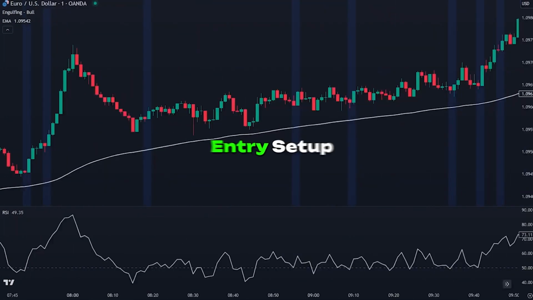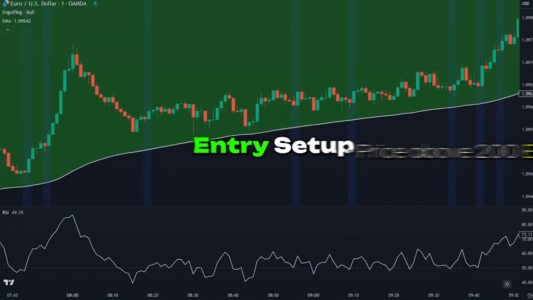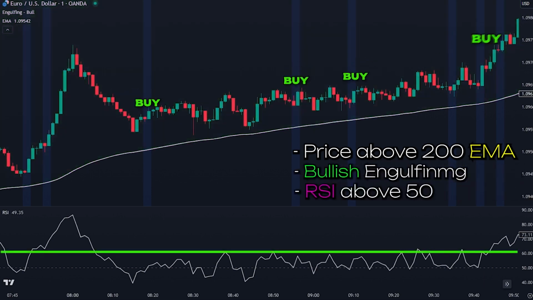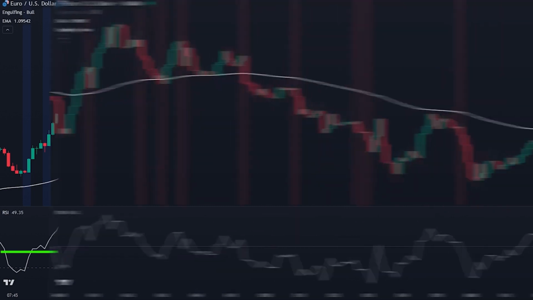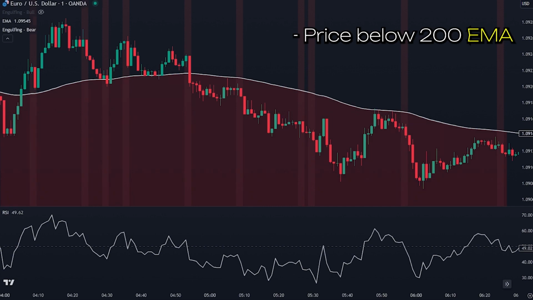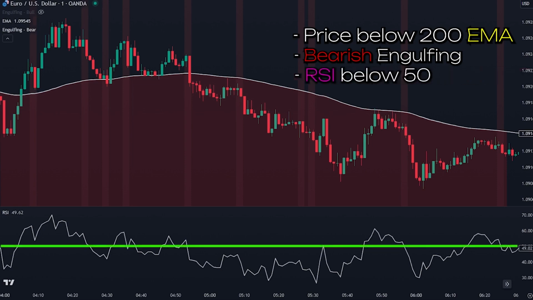For your entry setup, if the price is above the 200 EMA while a candle displays a bullish engulfing pattern and the RSI is above the 50 line, initiate a buy position. Similarly, for a short position, if the price is below the 200 EMA while a candle exhibits a bearish engulfing pattern and the RSI is below the 50 line, initiate a sell position.